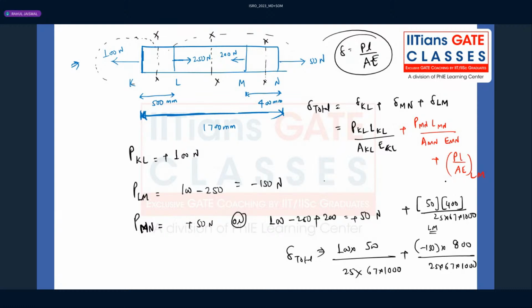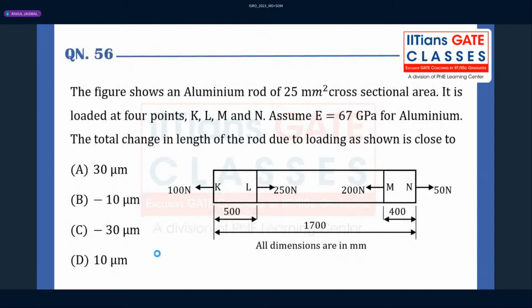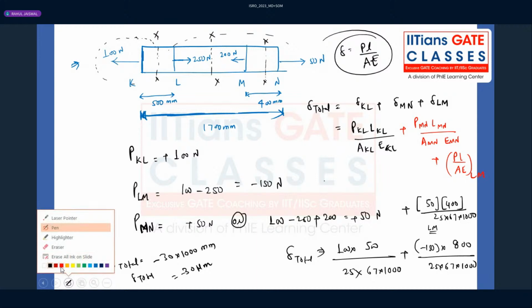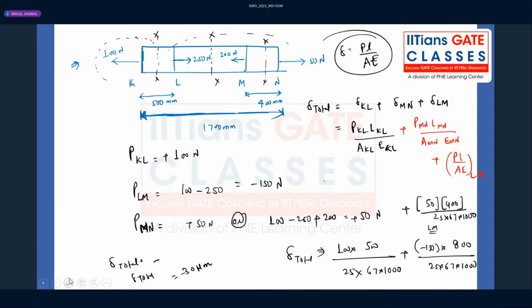So when you combine everything together, what will you get? The total change in the length would be approximately minus 30 into 1000 mm, or you can also write minus 30 microns. In terms of meter, you can write it like this, because 1 mm is 10 to the power minus 3 meter. Just wait, it will be 30 by 1000.